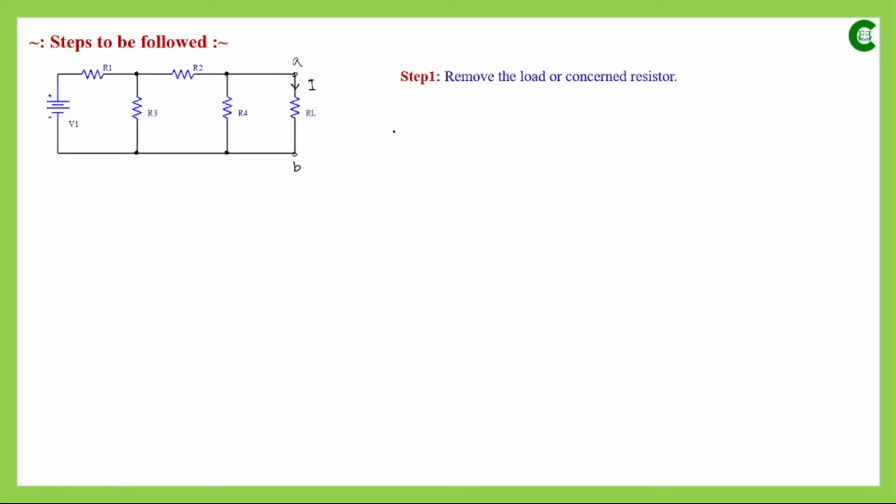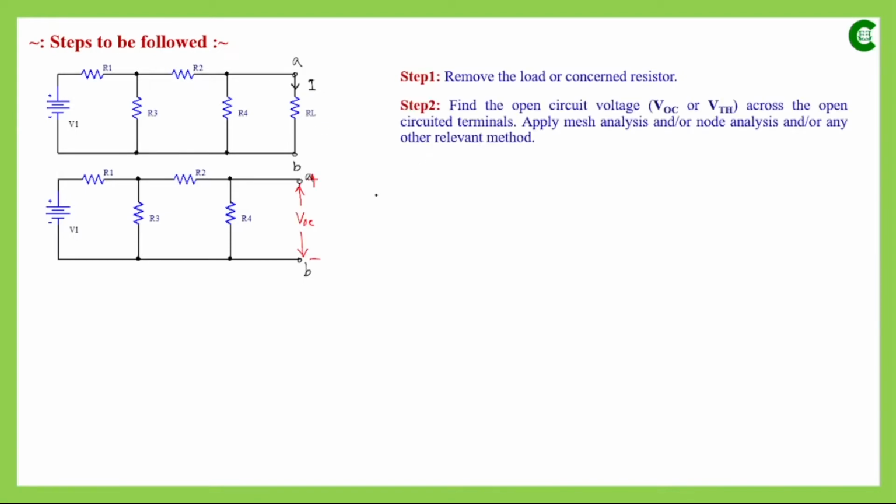So in the first step, we will remove or disconnect the RL from the network. When we remove this load resistor or concerned resistor, it will create open terminals between those two terminals. So here now the circuit looks like this after removing this load resistor. Now in the next step, we will find out the open circuit voltage between or across these two terminals.